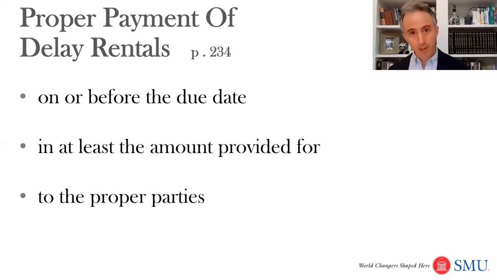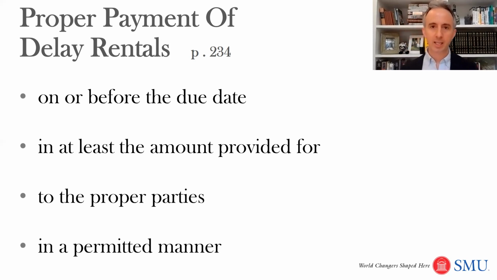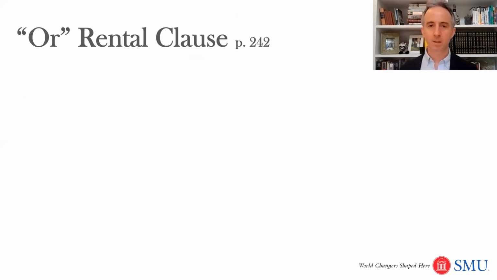To the proper parties. Often we're going to have a bank designated so that if we can't reach them, we can find a way to pay that, to make sure we paid that delay rental. Finally, in a permitted manner, again, usually you can mail it or you can send it to a bank. There'll be a couple different ways to make sure you don't miss that deadline and you get proper payment of delay rentals to extend your lease.